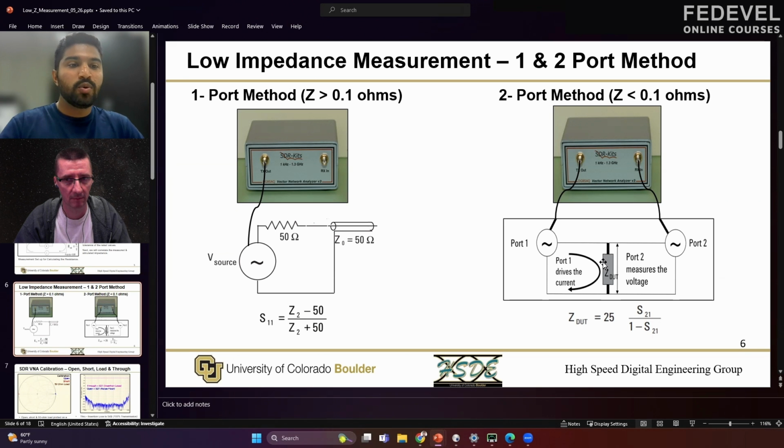So we use port 1 to drive the current, and we use port 2 to measure the voltage across it. This transmission coefficient or insertion loss, we are going to use to calculate the impedance of the device for all the frequencies, and then we are going to plot it. We are going to use this simple formula for that.